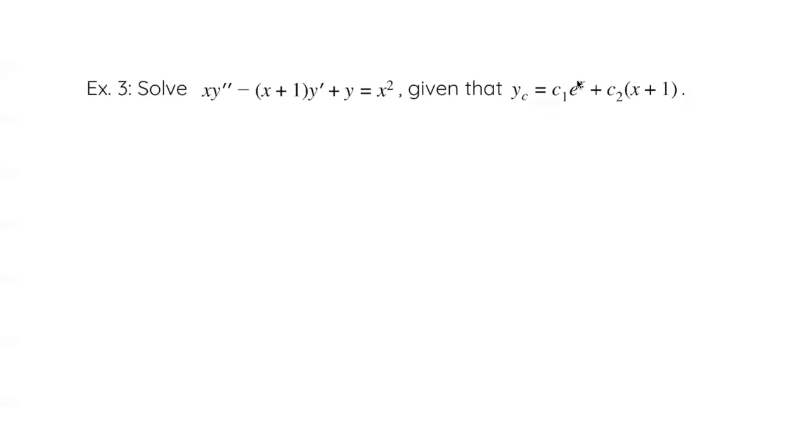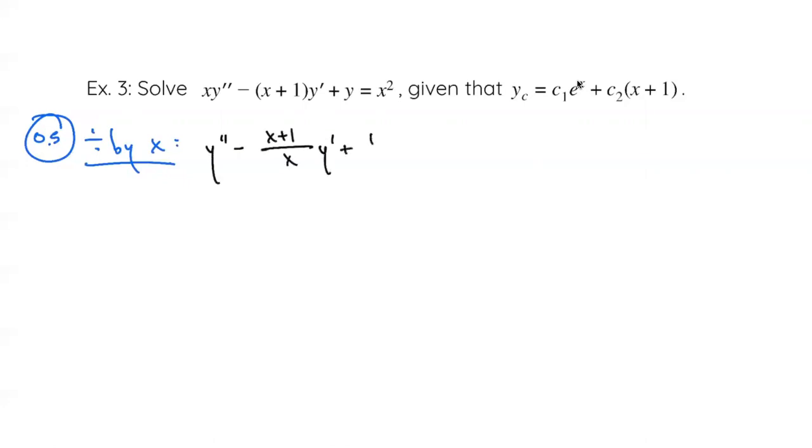And so we're going to take what I'm going to call step 0.5, a half step, and divide by x. The reason I'm saying divide by x is because x is the coefficient for that y double prime. In other words, we want to turn this into standard form where that y double prime has a coefficient of 1. So we'll end up with y double prime minus x plus 1 over x y prime plus 1 over x y equals, let's see, x squared divided by x gives me x. Now, once I've divided through, this is what we will use for our g of x. That x will be our g of x.